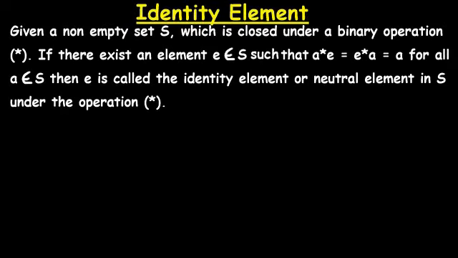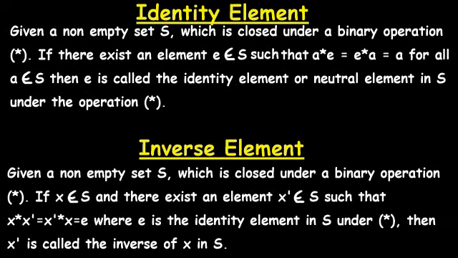So the identity: given a non-empty set S, which is closed under a binary operation, if there exists an element E, where E is an element of that given non-empty set, and it is observed that when a particular element in set S, which is A, is combined with that E, and again, if this turns out to be equal to that E being combined with that element A, and at the end of the day, the result is equal to that element, then E is said to be the identity element or the neutral element of set S.